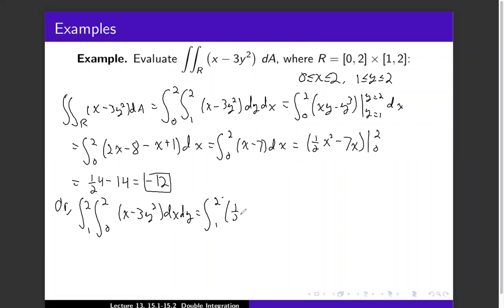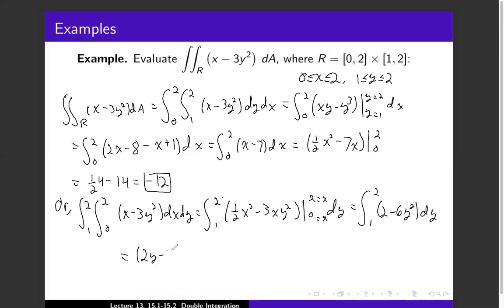Integral from 1 to 2 of 1/2 x squared minus 3x y squared from 0 to 2. Plugging in 2 for all of this stuff, that's going to give us 2 minus 6y squared, which is going to become 2y minus 2y cubed from y equals 1 to 2, which is 4 minus 16 minus 2 plus 2, or in other words, once again, negative 12. Same exact answer as we would expect and as we would hope. Okay.